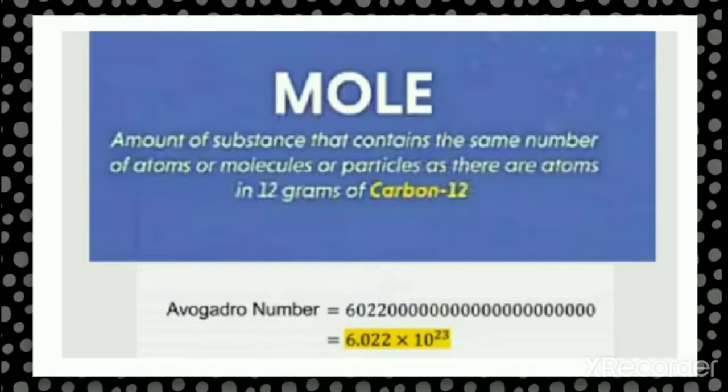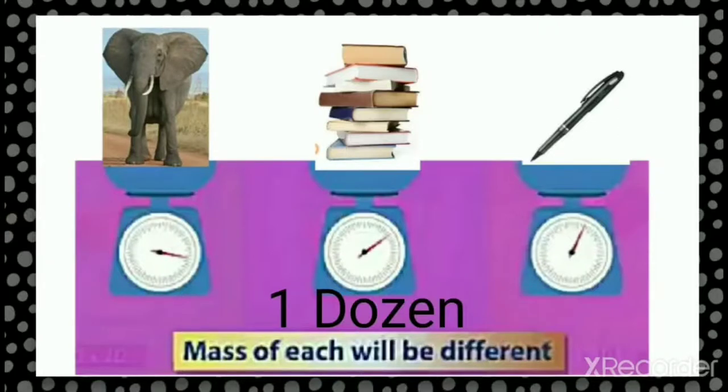So let us do a comparison. Mass of 1 dozen elephants, mass of 1 dozen books, mass of 1 dozen pens. If you find the mass, will it be equal? Definitely it will not. So 1 dozen elephants, 1 dozen books and 1 dozen pens are related only through the term dozen. That means these are all equal in terms of number, that is 12. So 1 dozen elephants means 12 elephants, 1 dozen books means 12 books, and 1 dozen pens means 12 pens.